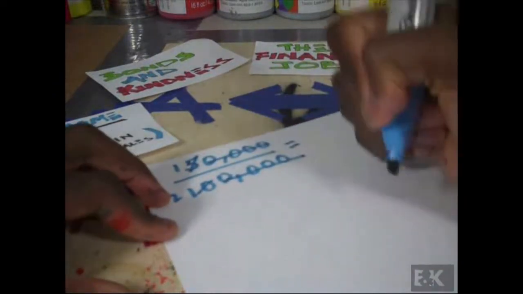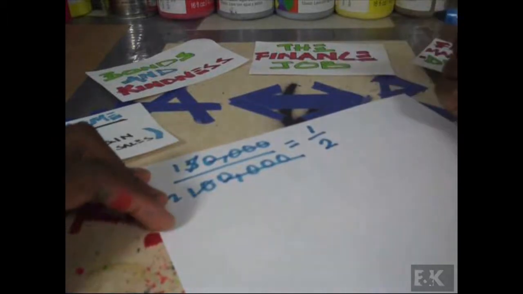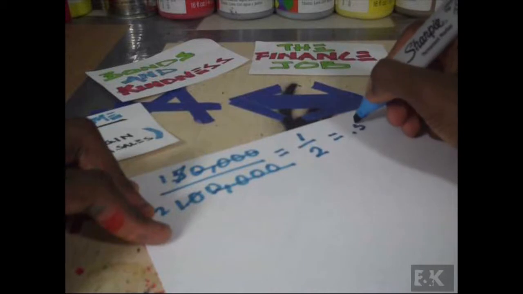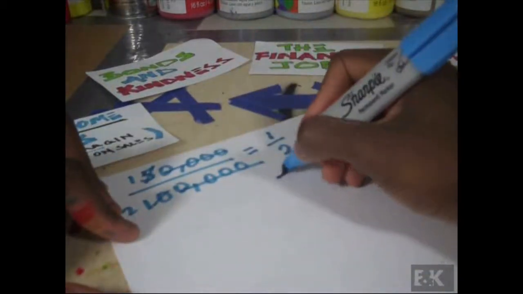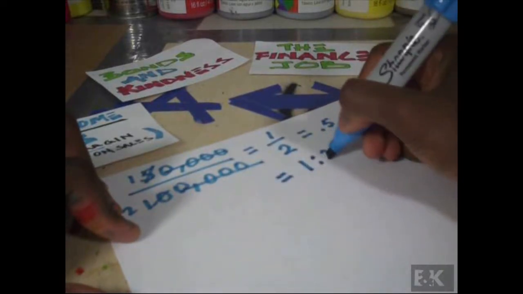So how many different ways can we have this answer? Really quickly, we can say it's 1 over 2, right? That's the fraction form. Or we can say it's 0.5. That's the decimal form. I will be focusing on the ratio form. You know why? Because it's easier for us to have a conversation about what's going on while we look at ratios.